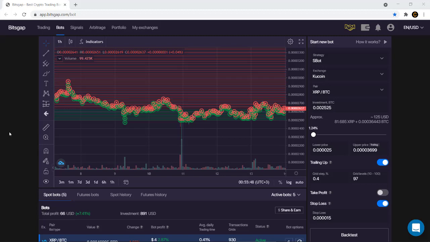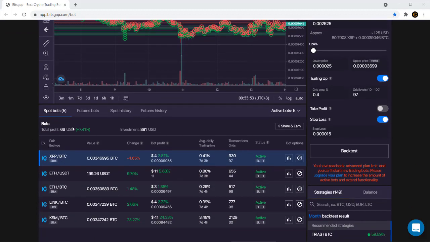These grid bots have been running for a week. Now let's see some of the results. So here we can see XRP, BTC. From the trading, there's been profits of 2.87%. It's just over a week. You see 930 trades. But the value of XRP has gone down a bit, and so the overall change is minus 4.65%.